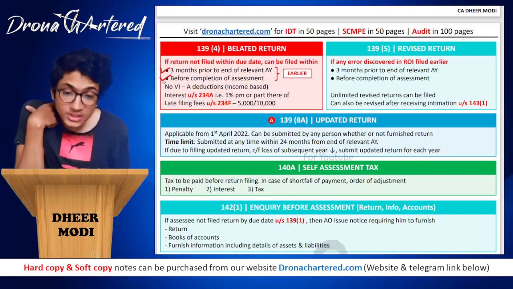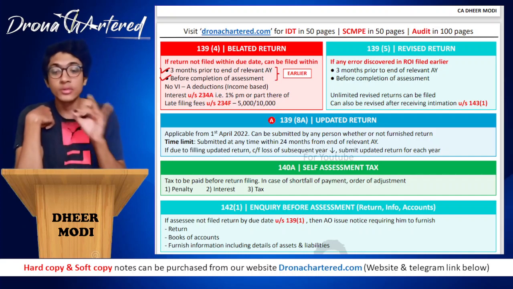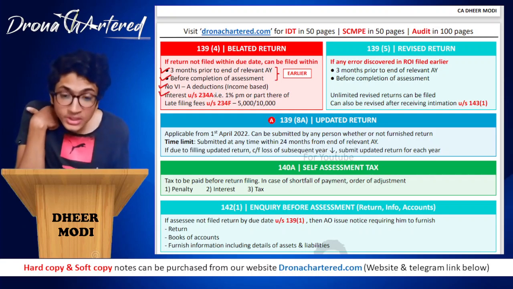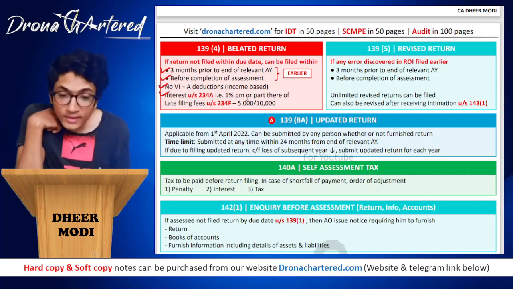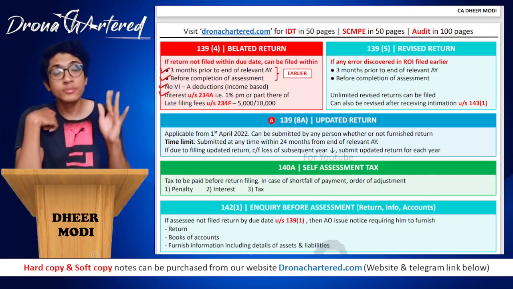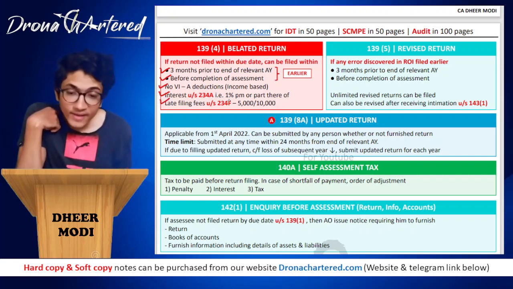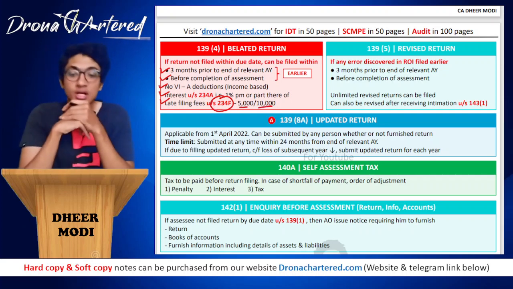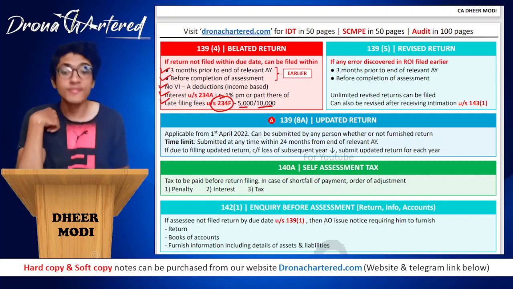No 6A deductions. There will be no 6A deductions which are income based. Okay, so 6A deductions which are income based will not be allowed since you have filed this return later. Interest under section 234A. We've already done this. That is 1% per month or part thereof will be charged because you have filed after the due date. And late filing fees under section 234F, that is 5,000 or 10,000, will be charged to you.